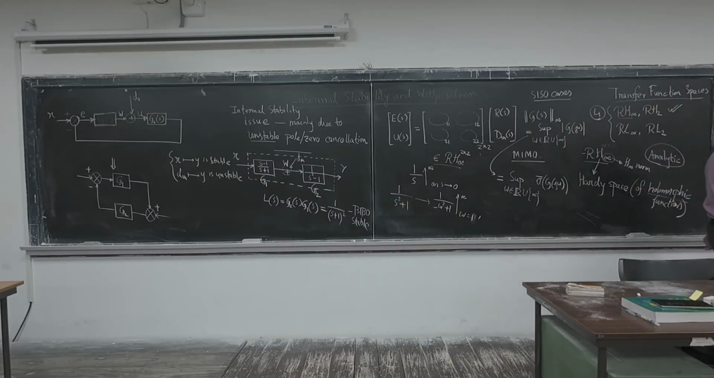This RH2 is a space of all real, rational, strictly proper and asymptotically stable transfer function matrices. Fine up to this much? Okay.